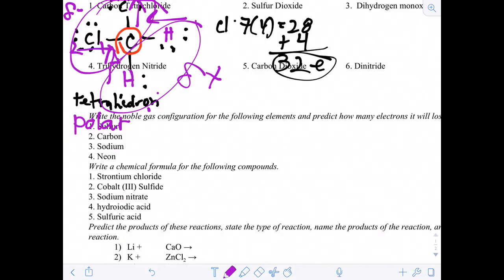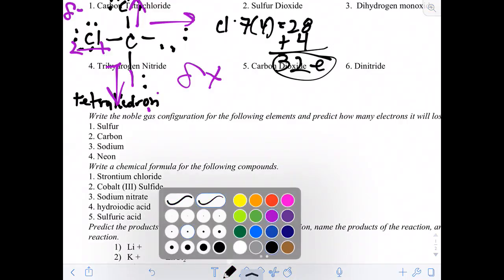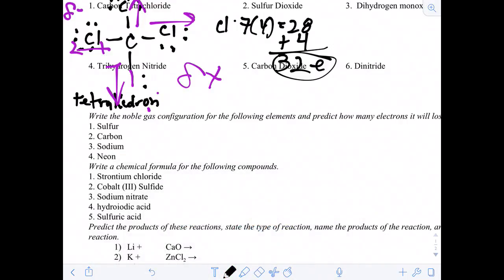This molecule is polar. However, if I put those chlorines back in place, because all of those electrons are pulling in opposite directions, there's really no overall direction for polarity. So this molecule right here with the chlorines in place is nonpolar.